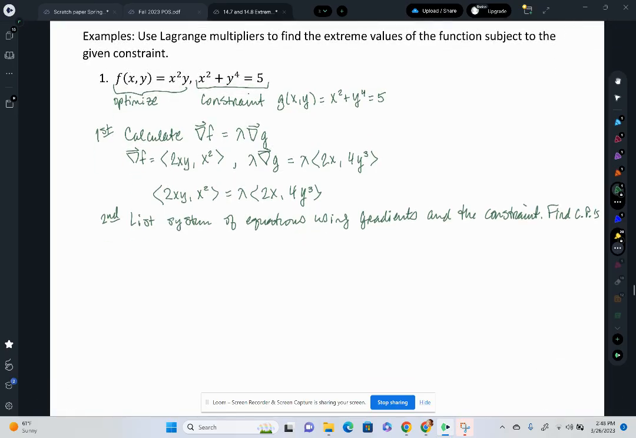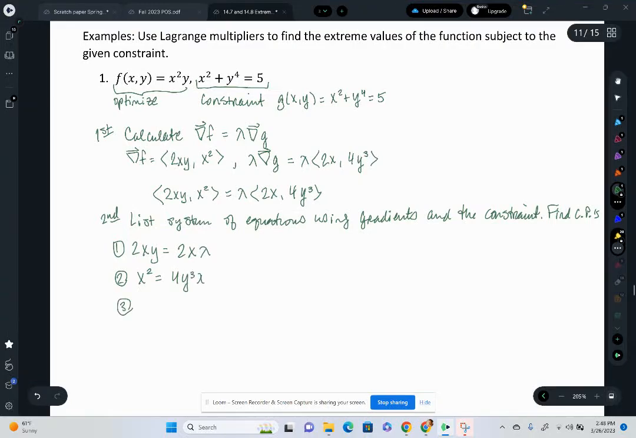Okay, so the first component of our Lagrange multiplier equation says that 2xy is equal to 2x lambda. The second equation says that x squared is equal to 4y cubed lambda. And the third equation is my constraint, which says that x squared plus y to the fourth is equal to 5. So that's our system of nonlinear equations. It is nonlinear because we're not looking at things in the form of ax plus by equals c. Right? We've got squares, we've got cubes, we've got a fourth power.